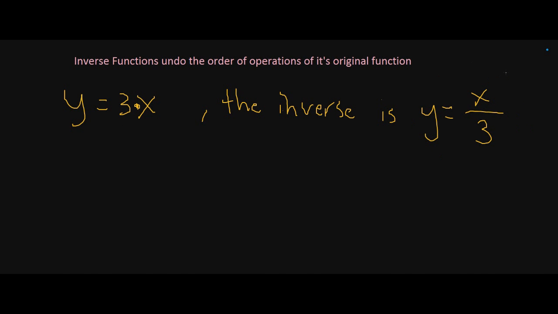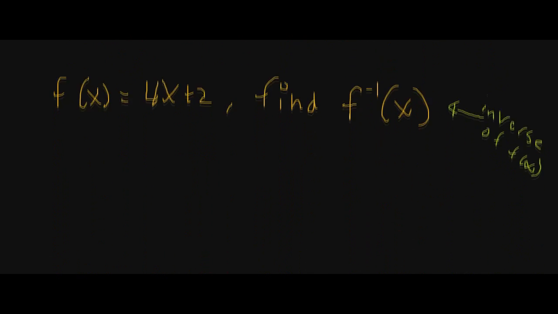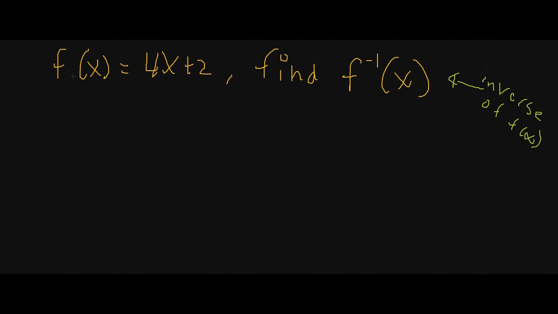All right, let's look at one more example problem. We have f of x equals 4x plus 2. We want to find the inverse. When you see this notation, that just means finding the inverse of f of x. All this notation means is that we're trying to find the inverse of this function. There are 2 ways we can do this. One way is to do what we just talked about. If we look at our function, it's multiplying x by 4 and adding 2.